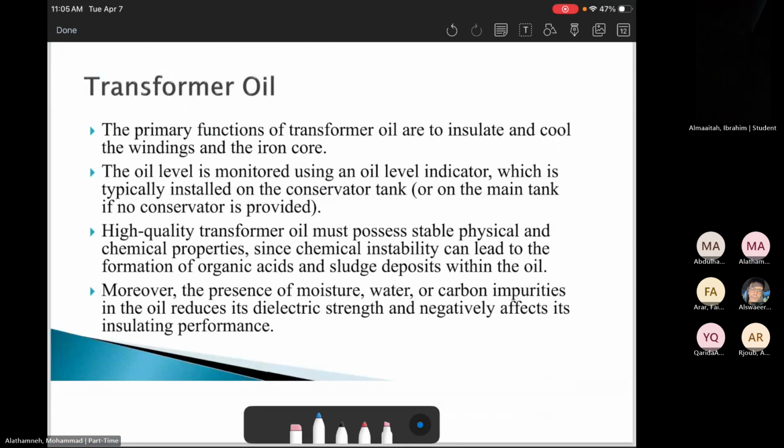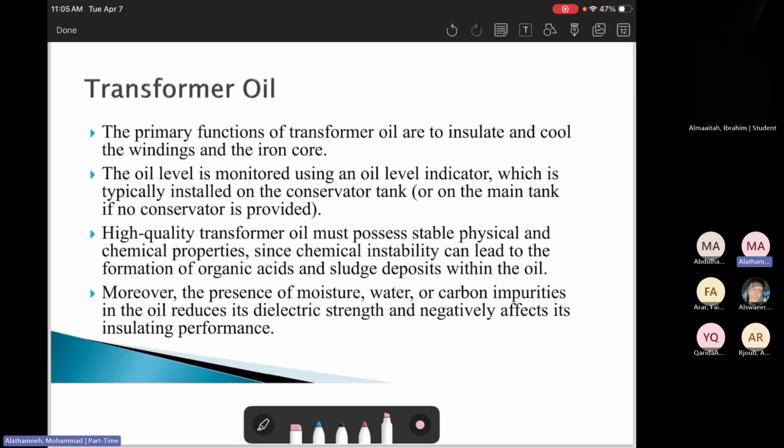Now, the transformer oil's primary usage is to insulate and cool the windings and the iron core. The oil level is monitored using the oil level indicator, which is typically installed in the conservator tank. Again, it's for two purposes: insulate and cool.